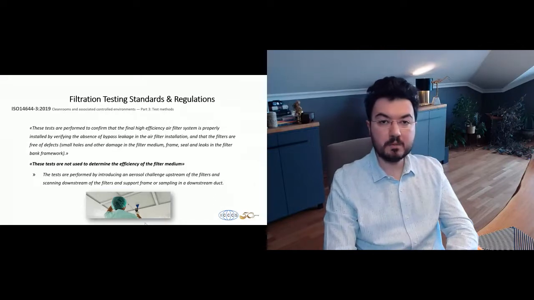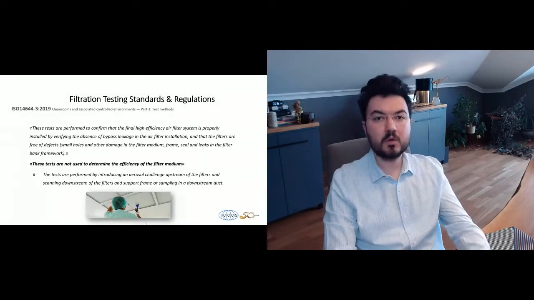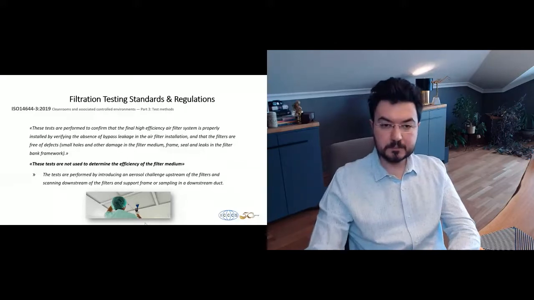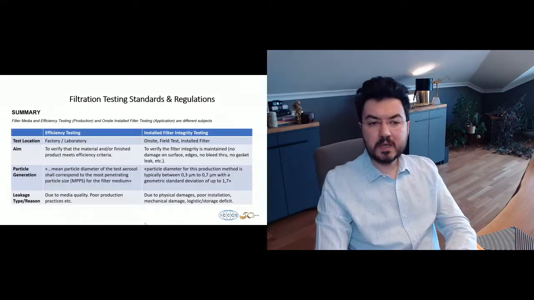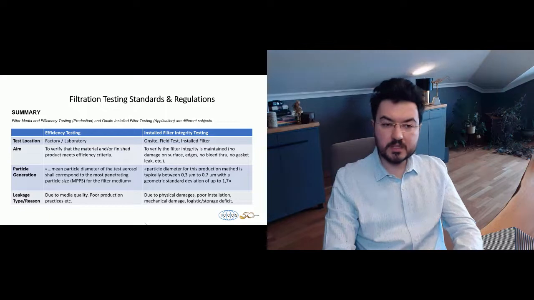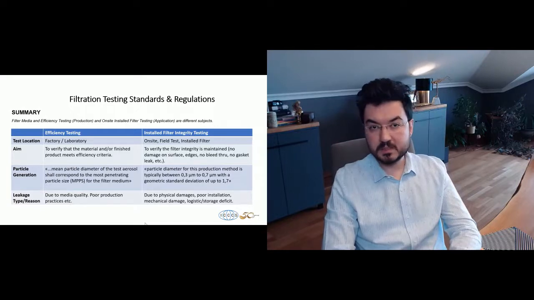This is clearly described in ISO 14644-3 as well. That's why we don't have to worry about whether we are having the first installed filter in H14 or H13. In fact, this has to be done at the factory. We're just making sure that there's no leakage on our filter. As a summary, efficiency testing versus installed filter integrity testing. The test location for the efficiency testing has to be the factory, the manufacturer, or a third-party laboratory for certification. But for the installed filter, it has to be on-site within your clean room, as a field test, and the filter should be installed first.